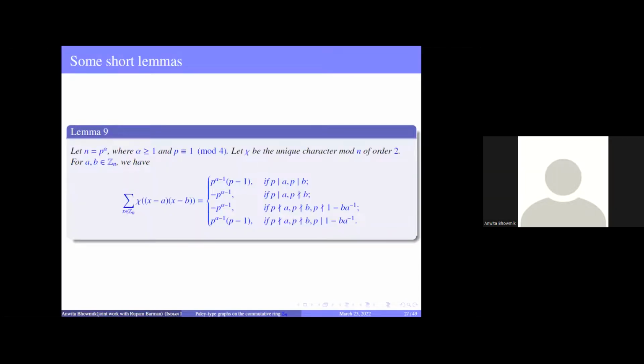And this next lemma computes some sum over chi, and inside is a polynomial of degree 2. A and B are constants in Zn. Depending on A and B, we have 4 different cases.